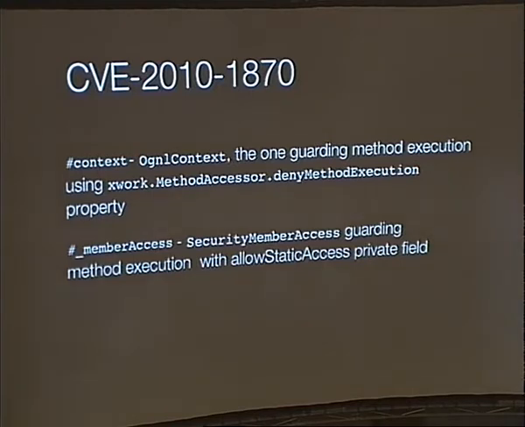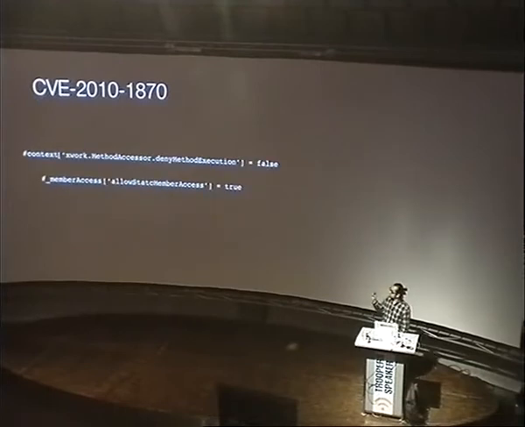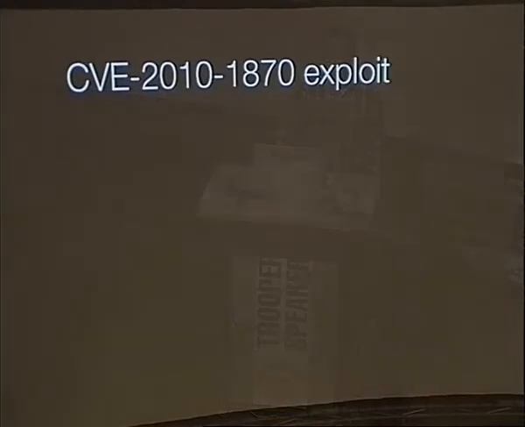So a simple exploit for this would be as following, right? Hash context, deny method execution equals false, allow static member access equals true. The full exploit will actually look as following. So we do allow static method equals true. It's going to assign and modify the private member and set it to true.